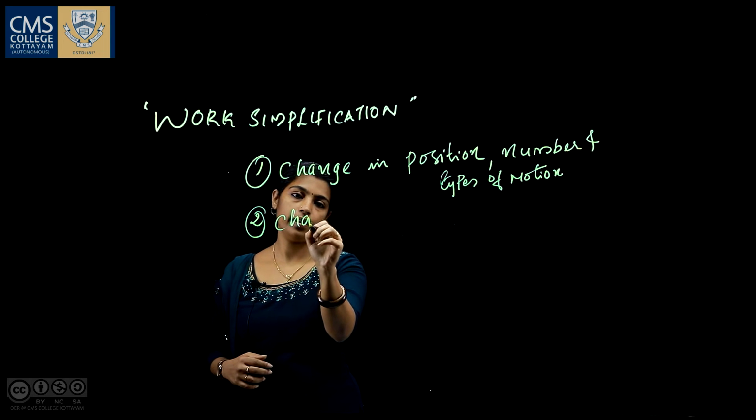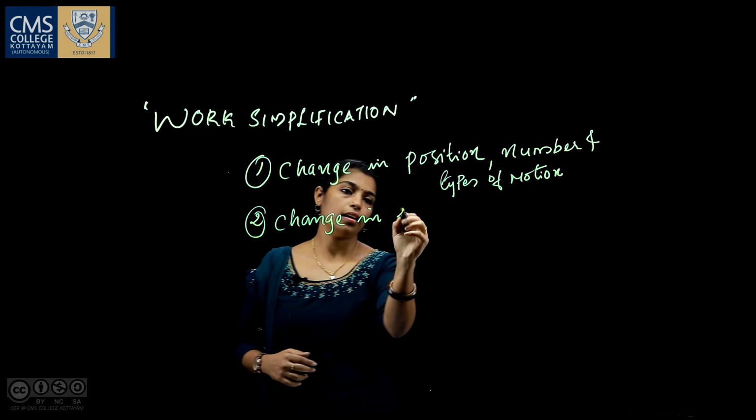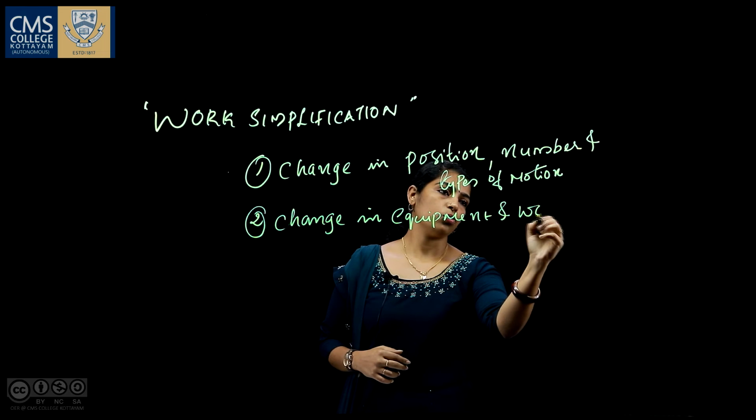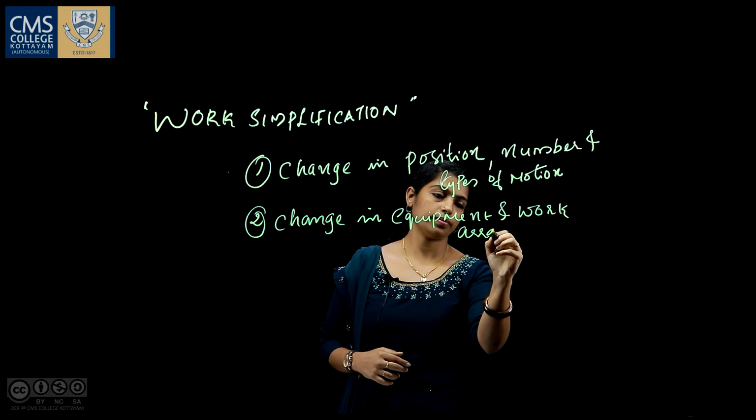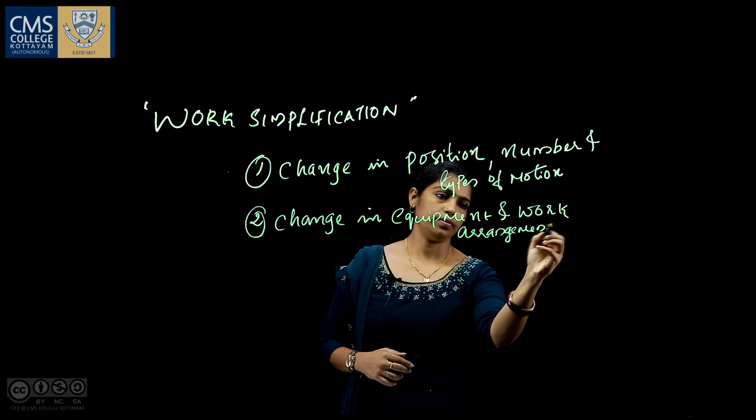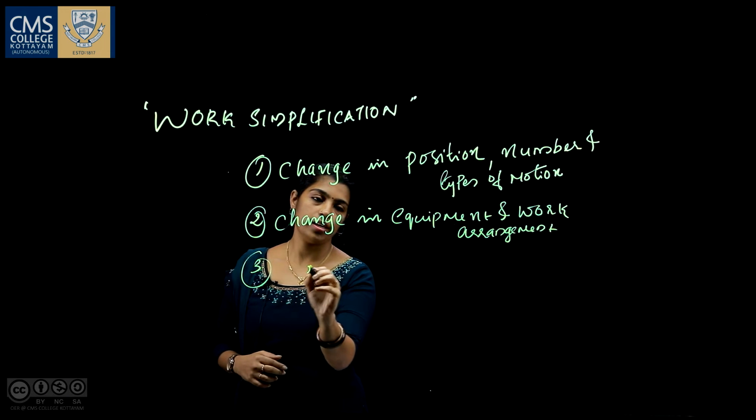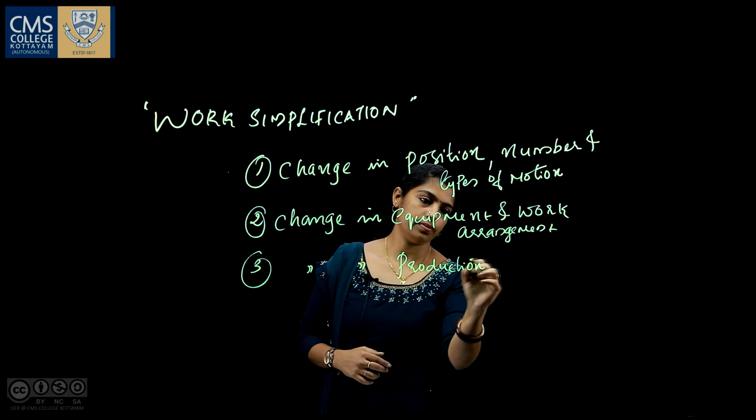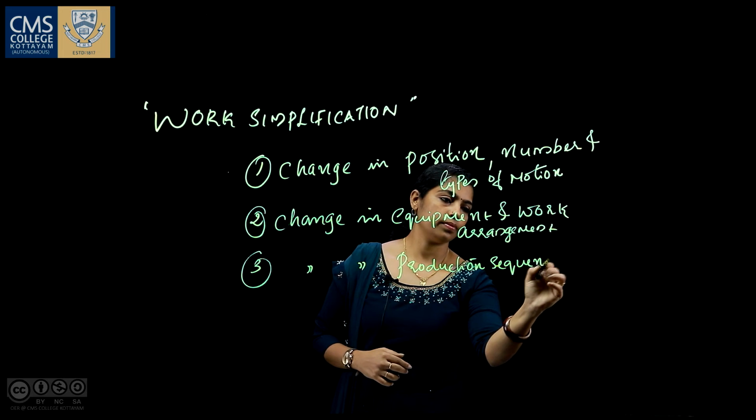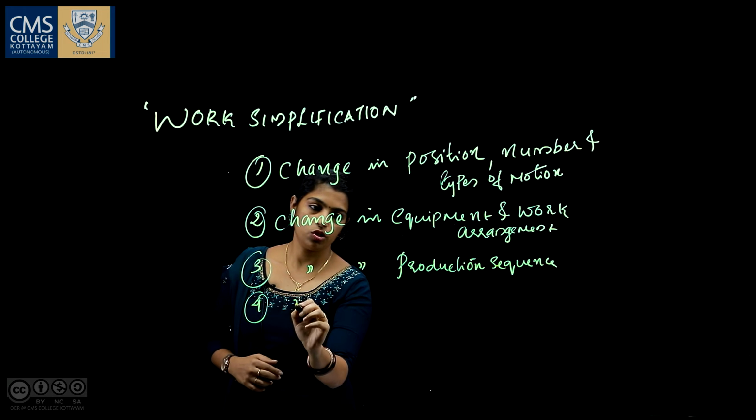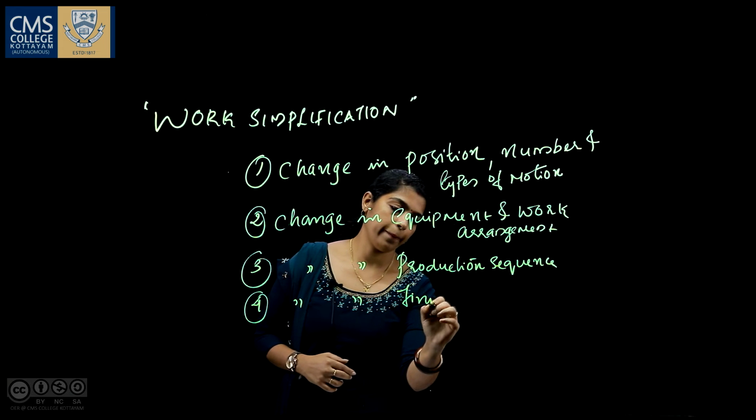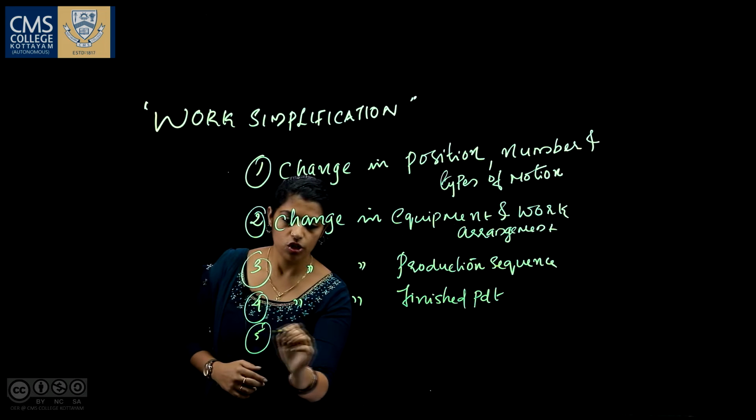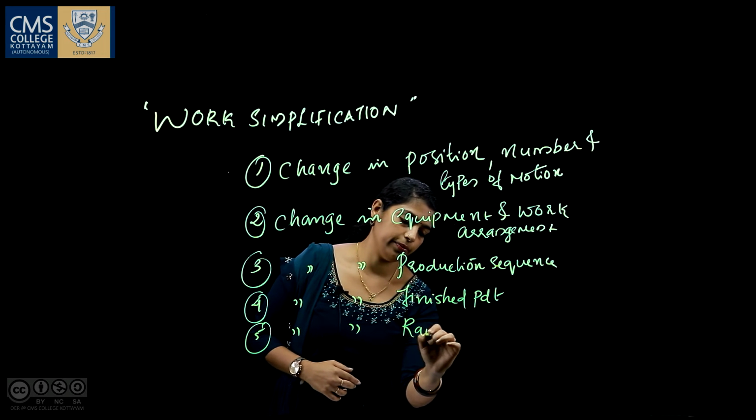Second one, change in equipment and work arrangement. Third one, change in production sequence. Fourth one, change in finished product. And fifth one, change in raw materials.